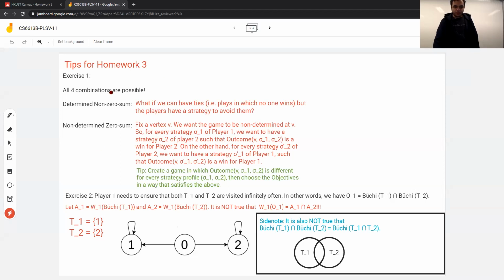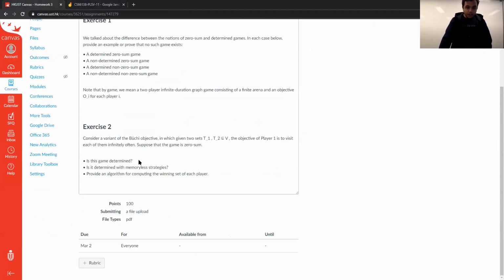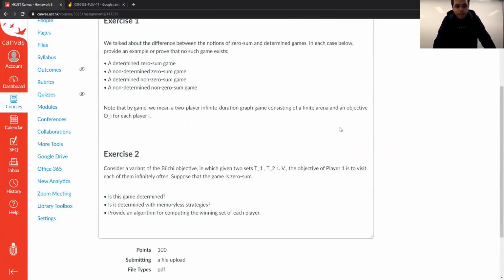So this was about exercise 1, but let's also talk a little bit about exercise 2. So this one was also confusing for a lot of people. So here we have basically a 2-player infinite duration game on graphs. And now instead of just having one target set, player 1 has 2 different target sets. There is T1 and T2. And the objective of player 1 is to visit each one of these 2 sets infinitely many times. Okay. And I'm also saying that the game is zero sum.